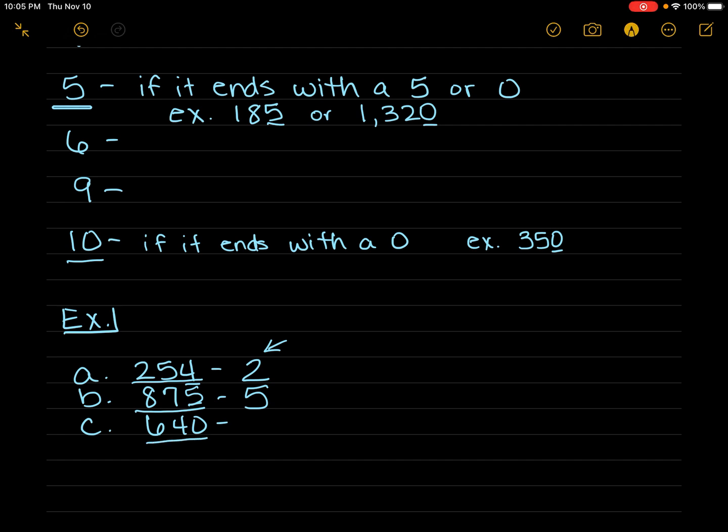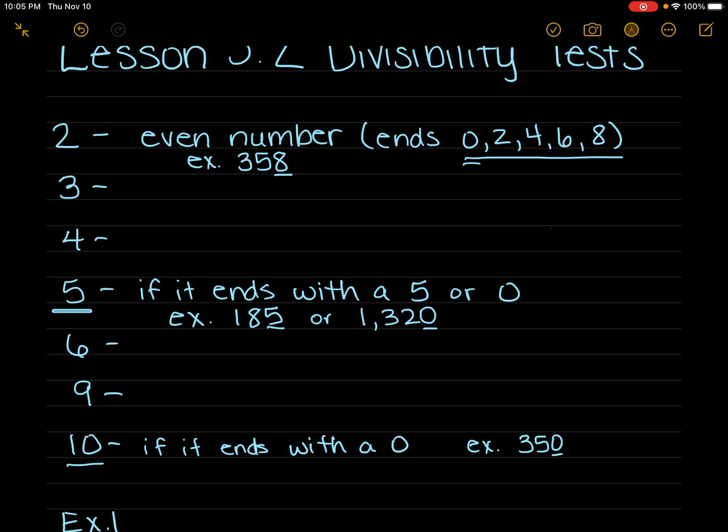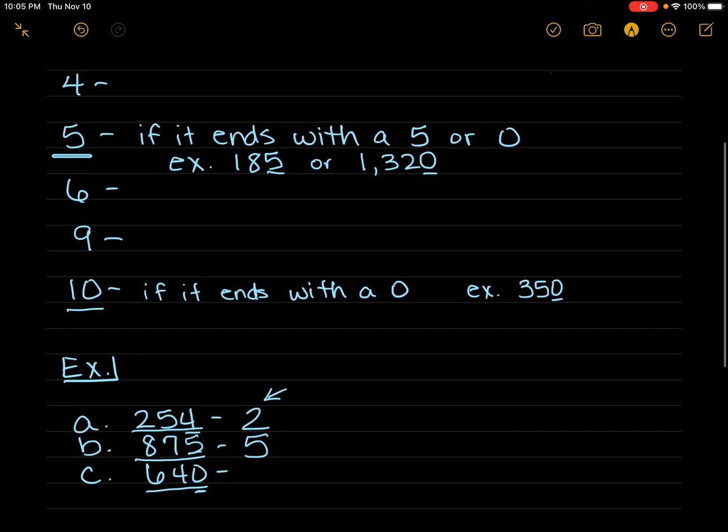Okay, let's look at the last one, 640. Can it be divided by 2? Look at the last number. Remember, even numbers end in 0, 2, 4, 6, 8. So this is a 0, so yes, it can be divided by 2. What about 5? 5 says if it ends with a 5 or a 0, it's a 0. So this can be divided by 5. And the last one, can it be divided by 10? Yes, because it ends with a 0. So for C, 640, it can be divided by 2, 5, and 10. It has all three of them it can be divided by.